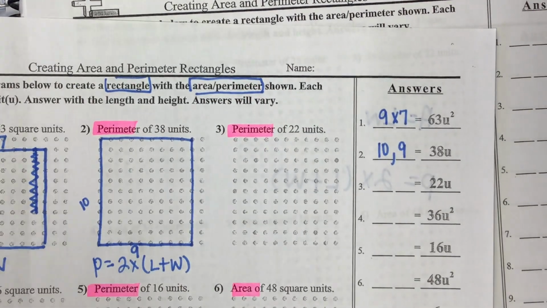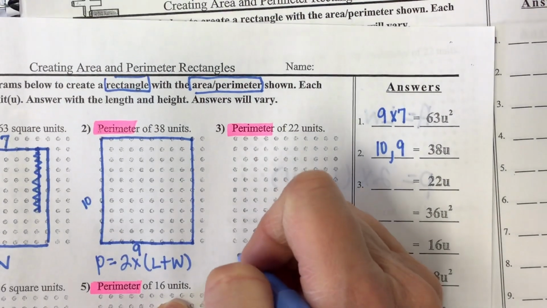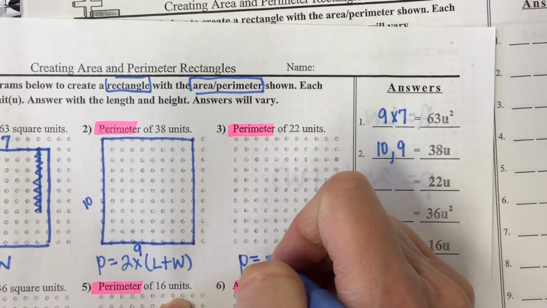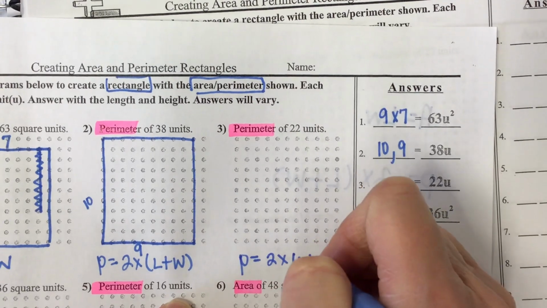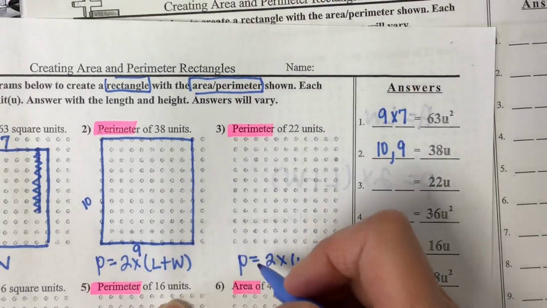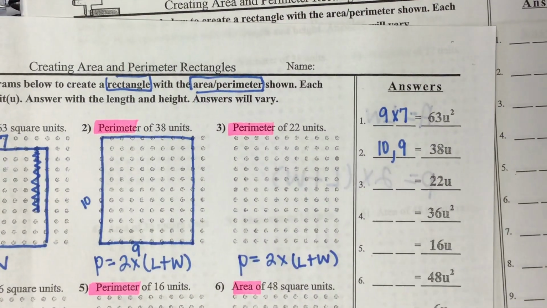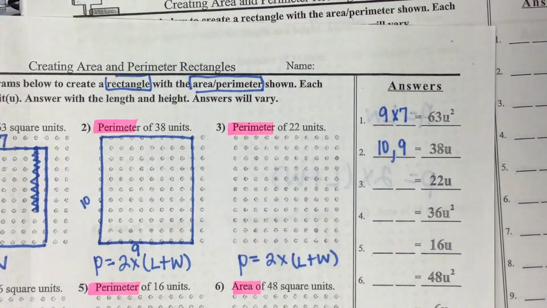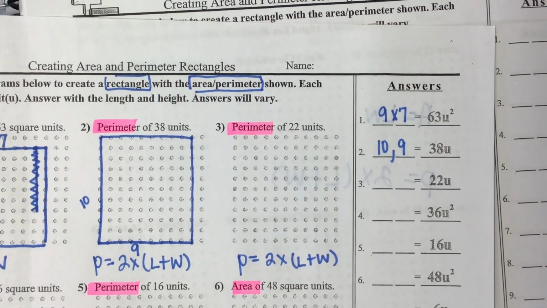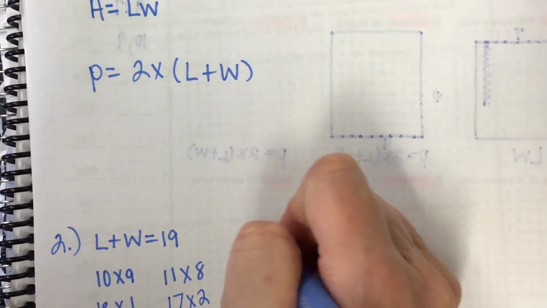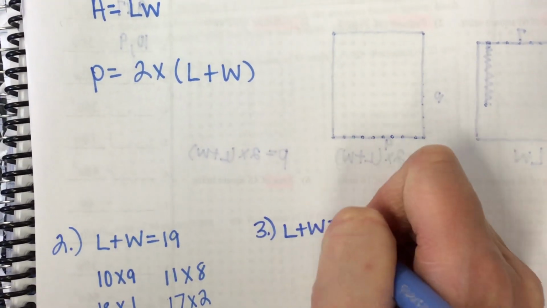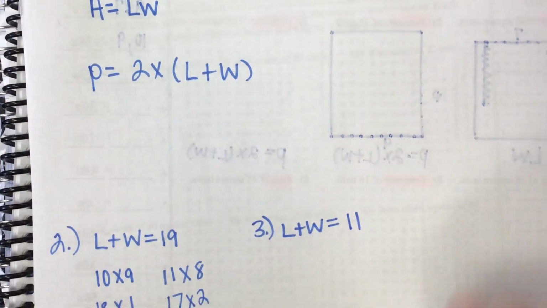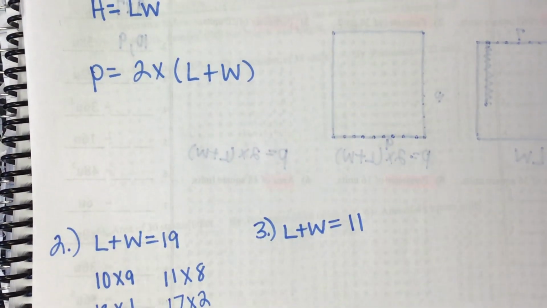Okay, I think those are harder. So let's do one more like that together. Perimeter equals 2 times your length plus your width. If my perimeter is 22, what do I do with my perimeter first? Chop it in half. What is half of 22? 11. So for number 3, my length and width needs to add up to what? 11. Give me 2 numbers. What adds up to 11?